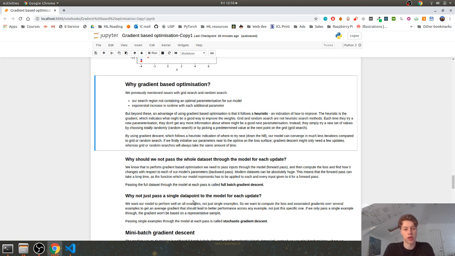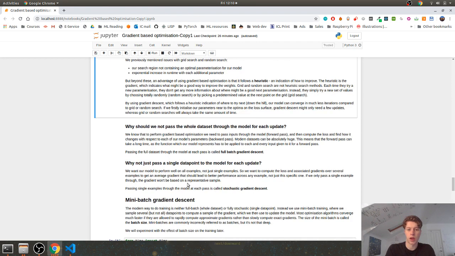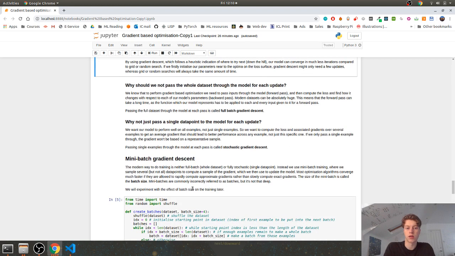Okay, so why not just pass a single data point through the model if that's going to be way faster? Well, as I said, we want to get a good estimate of the gradient, which is what we update the parameters with. So we want to take a good sample of examples. We don't just want to use one, because then the model might just improve for that single example and not generalize to improve for all of the other examples in the data set. So it won't be a representative sample of the gradient. Passing single examples through the model is called stochastic gradient descent.